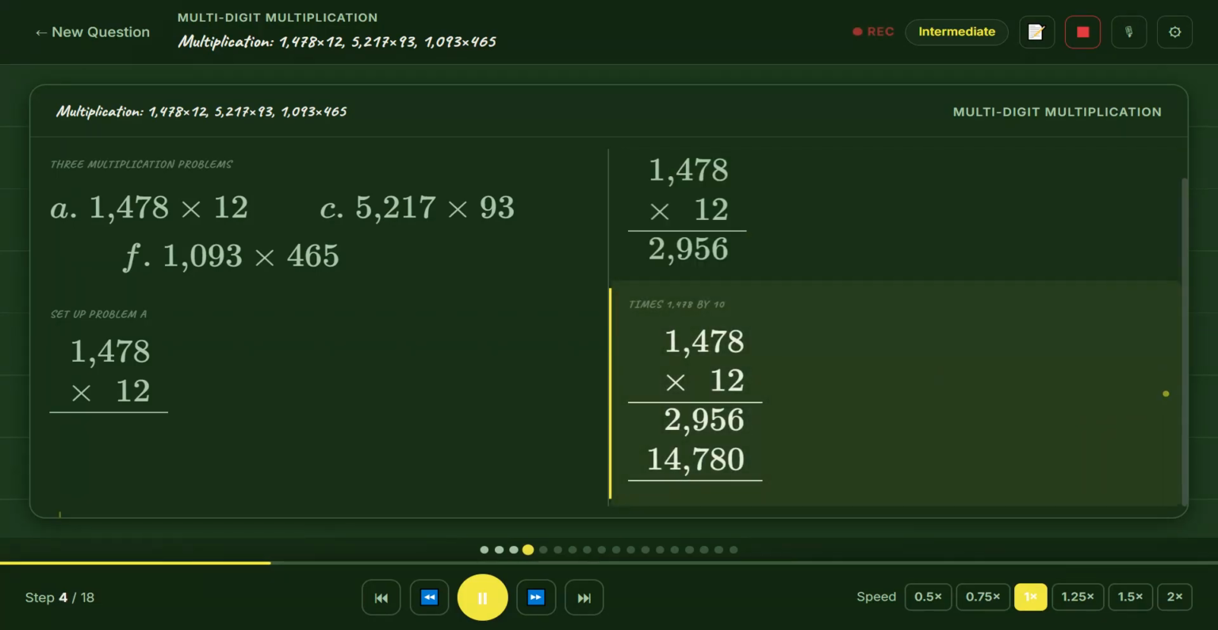Now we times 1478 by the 1 in the tens place. That is really times by 10. So we put a 0 at the end and get 14,780.